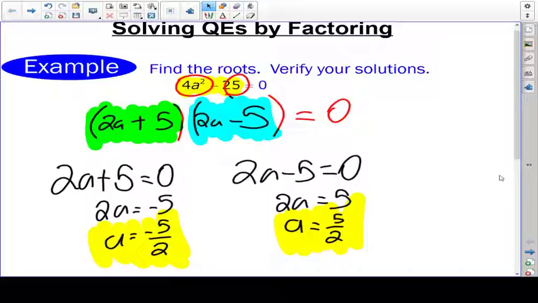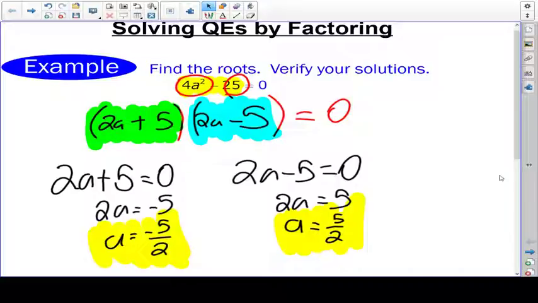In the yellow highlighting, we have 4a squared minus 25, which is a difference of squares. We factor that to give us 2a plus 5, 2a minus 5, and it's equal to 0. This is an equation, so we need to write both sides of the equation on every step.